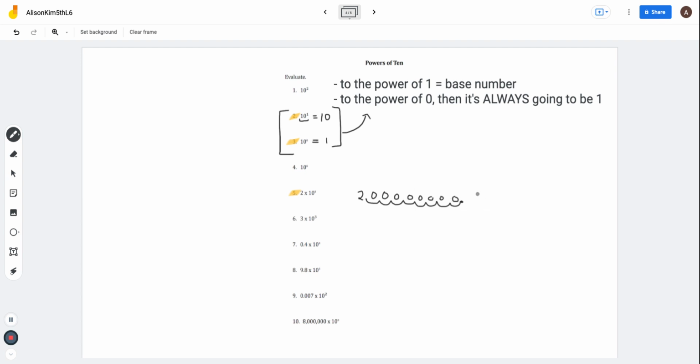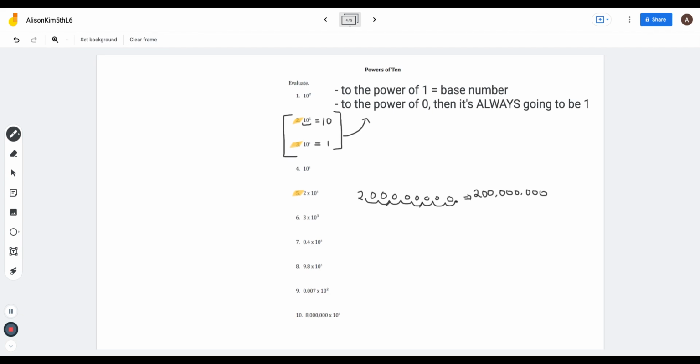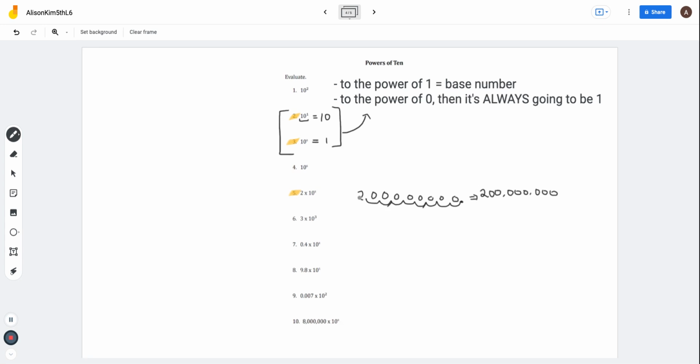So if you want the commas, it's every 3, so it's going to be 200 million. Wow, that's a big number. Now, as for the decimal point that we put on the bottom, it doesn't really matter, because if 2 is the same thing as 2.0, then 200 million.0 is the same thing as just 200 million.